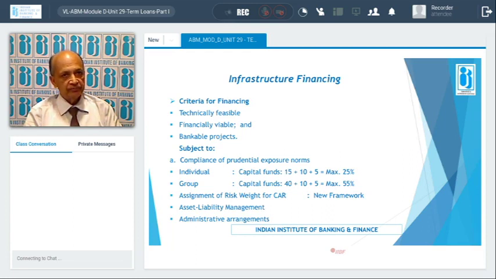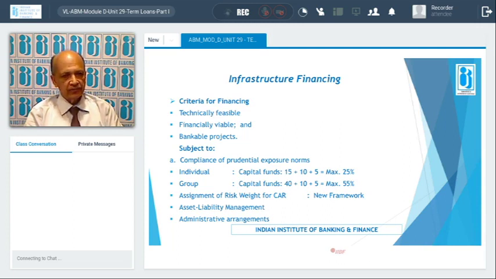So 25 is the maximum for an individual enterprise. The exposure norm says 15; these are exceptional cases. 5% for infrastructure additionally is provided by RBI. Then the board can further give 5%, making the total exposure 25%. That is permissible, provided the additional 5% is duly approved by the board of directors of the respective bank.